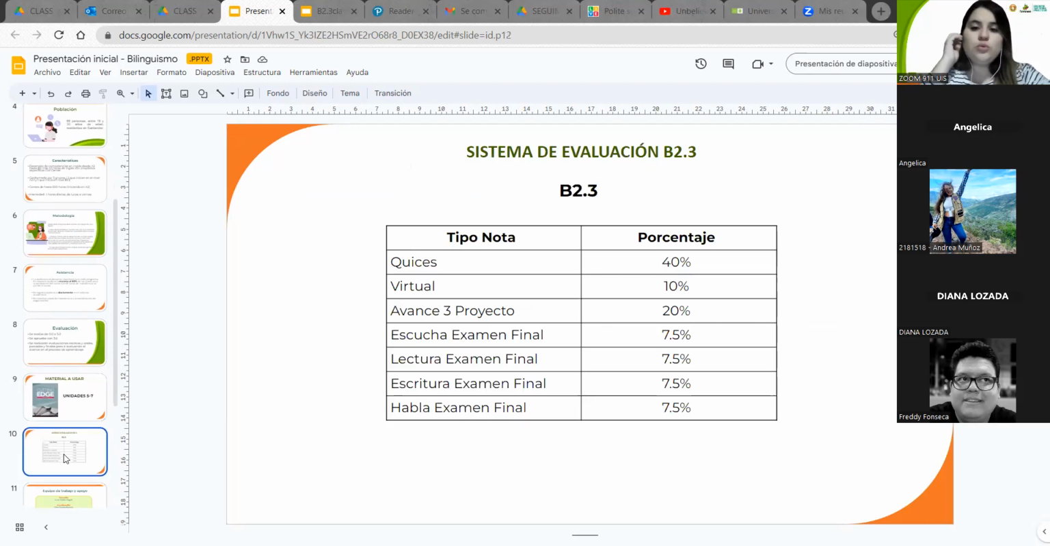Sistema de evaluación para B2.3. Vamos a tener la nota de quizzes, con un porcentaje del 40%, el mismo porcentaje de los ciclos anteriores, dándole bastante importancia al trabajo de clase, a la participación. Recordemos que esto no es solamente las actividades que ustedes realizan en grupos; a veces son individuales, a veces grupales. No son solamente esas actividades, también aquí en nota de quizzes les evalúo la participación en clase, ¿ok? Esto con un 40%.